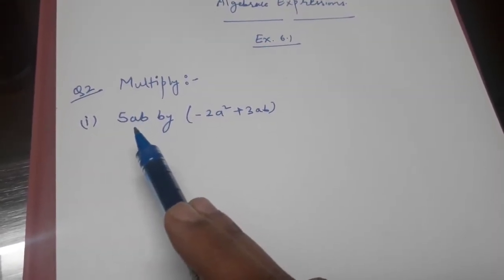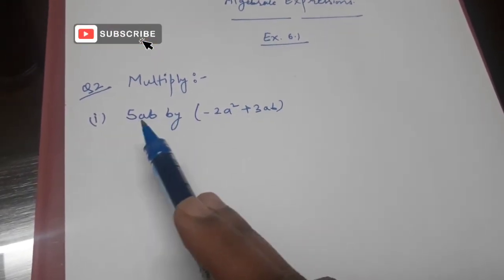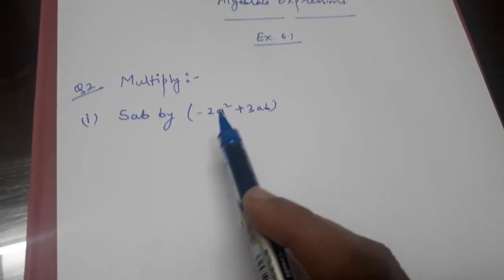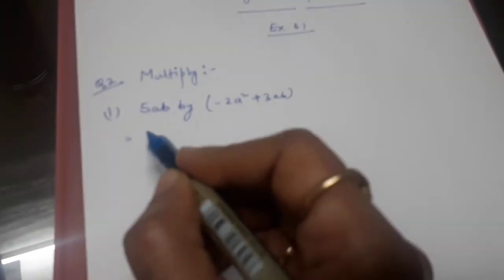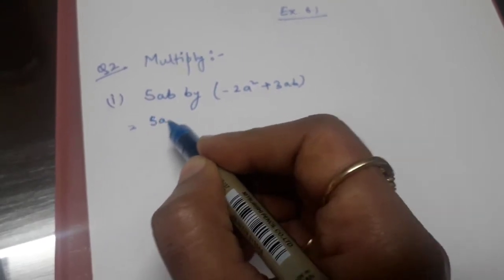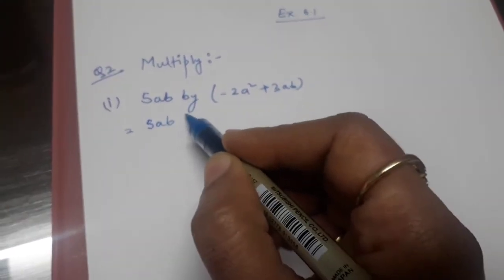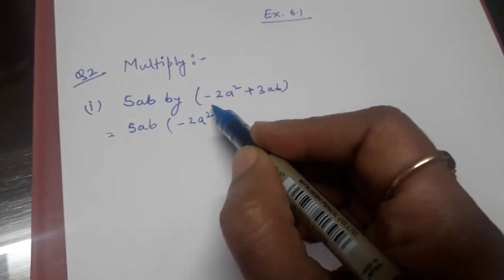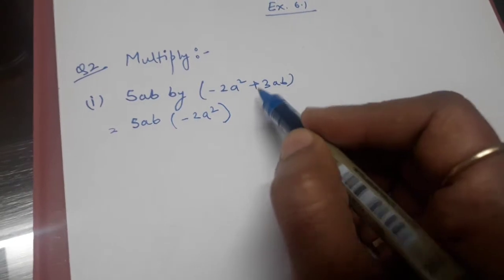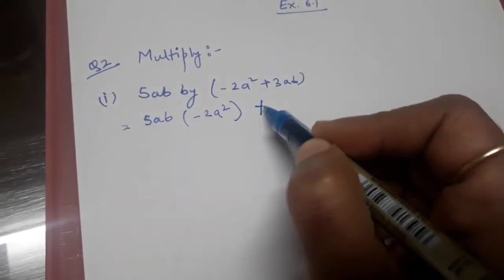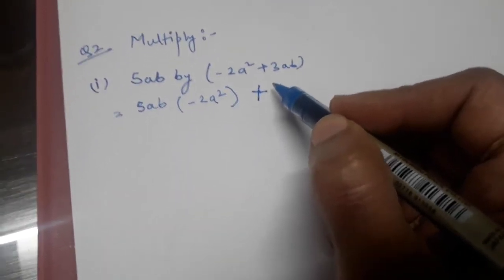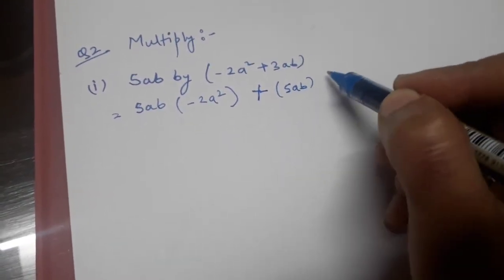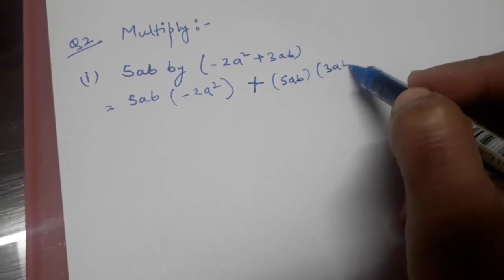So first of all, 5ab is getting multiplied by both of these expressions. So we can write it like 5ab multiplied by minus 2a square, then the plus sign will be intact, and then 5ab will be multiplied with 3ab also.